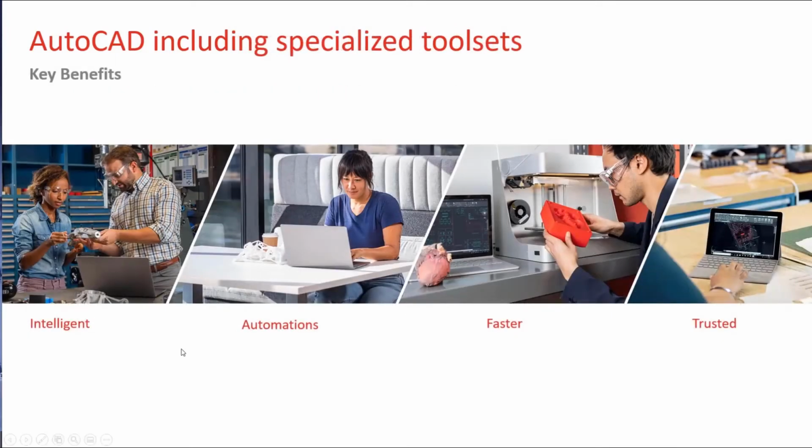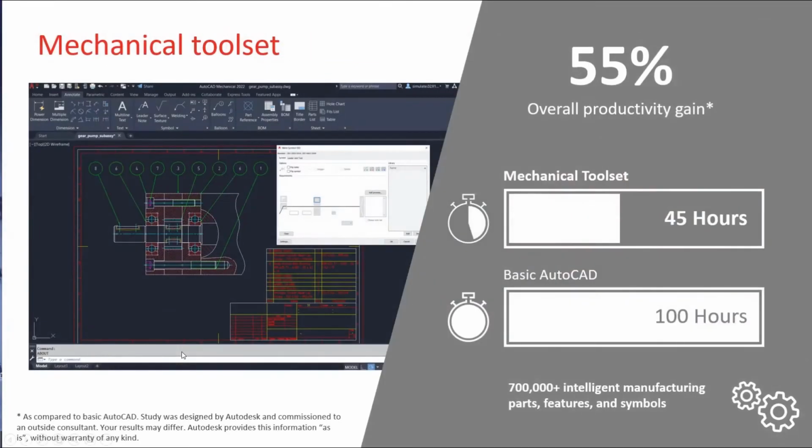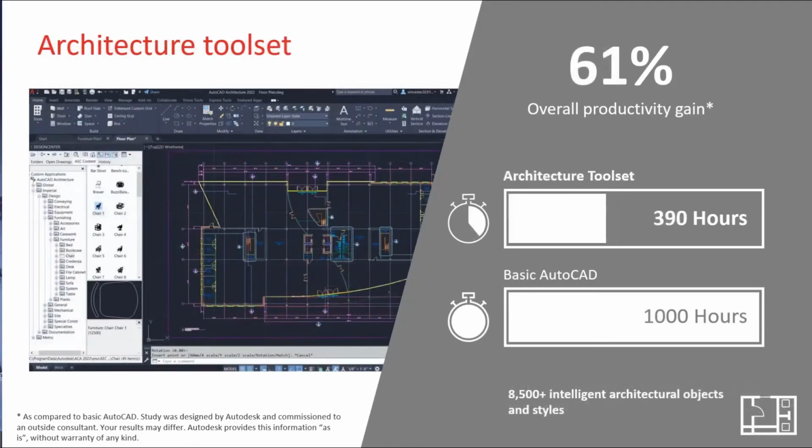The Mechanical toolset includes over 700,000 intelligent manufacturing parts, which also connect to pertinent project information. Any change on one component will cause an automated update on all related to it. Architectural toolset provides intelligent objects such as walls, doors, and windows that recognize a relationship to each other and ease the task of producing sections, elevations, and schedules.